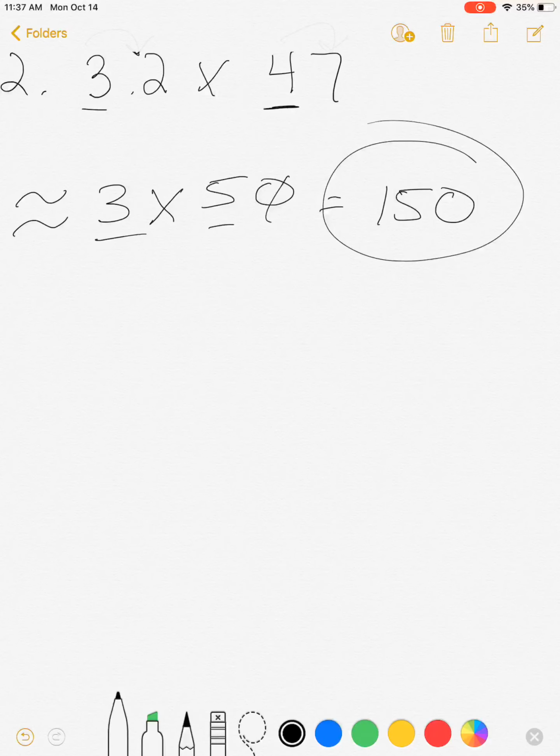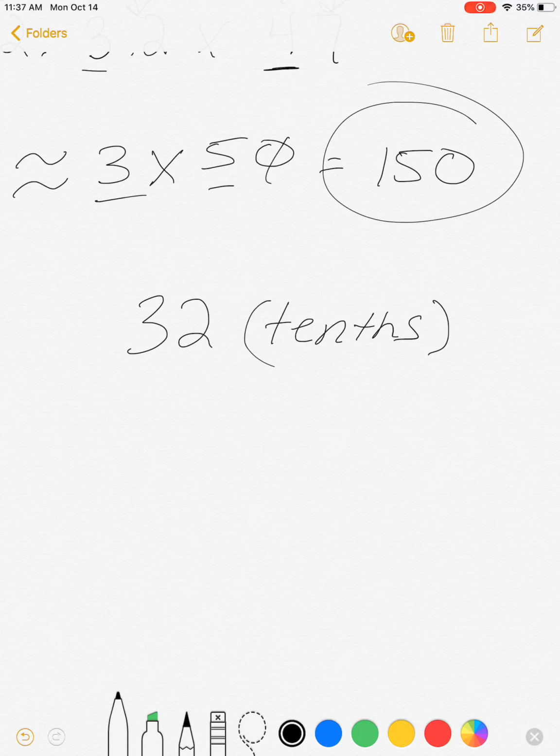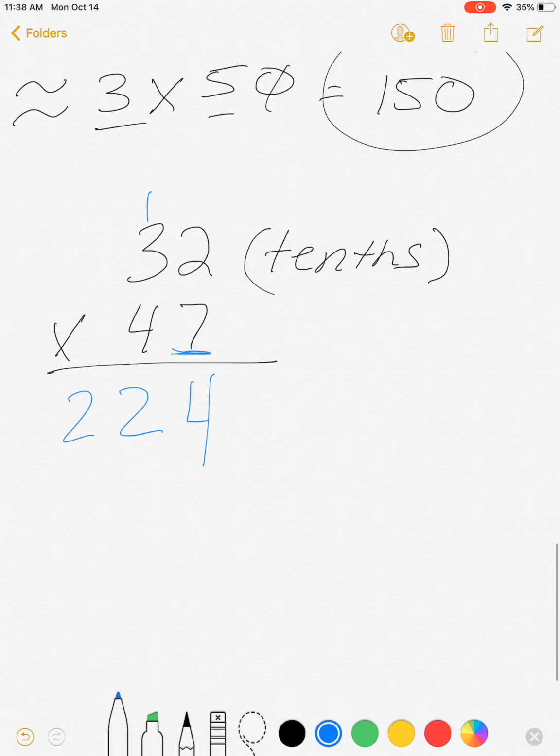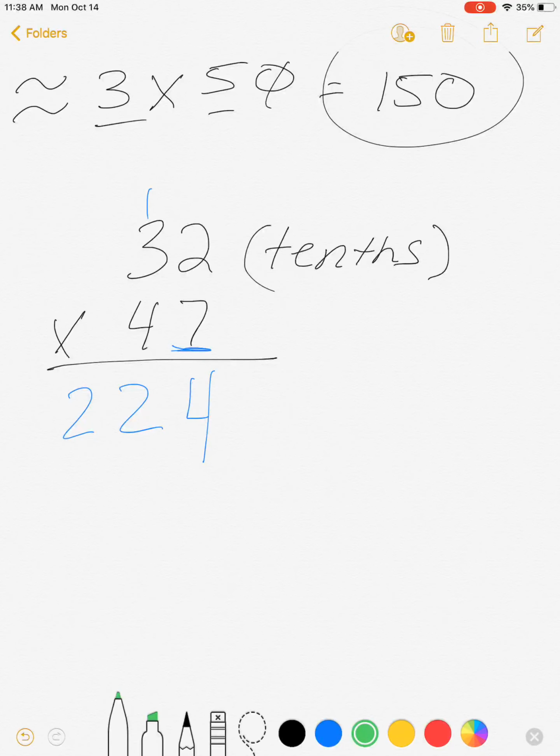So now standard algorithm. 32 tenths. We're taking the decimal out, writing the place value here, the unit. 32 tenths times 47. Ones place. 7 times 2. 7 times 3 plus 1. That's the ones place. Now we're going to the tens place. Drop the 0. 4 times 2 is 8. 4 times 3 is 12 plus 1.